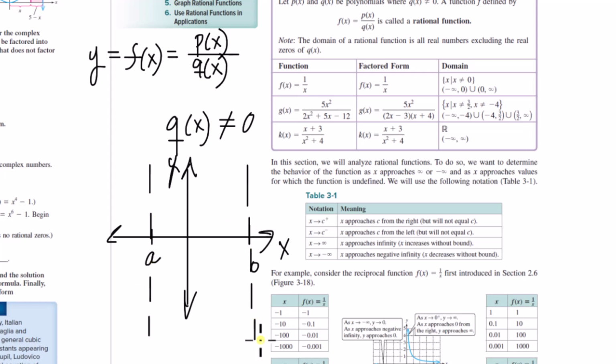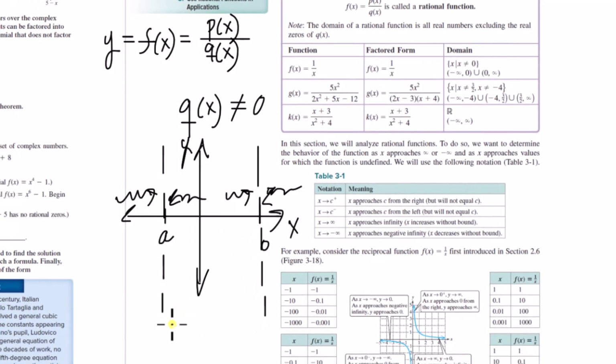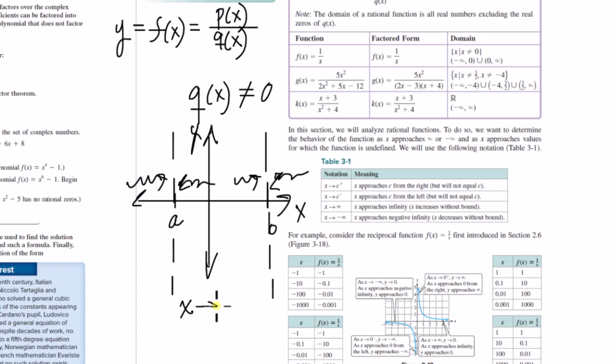For each of these, you could be approaching from the left, or you could be approaching from the right, and same here. So we're going to want to analyze both. We want to analyze both directions for each of these values. And the notation we use for this is that we're analyzing as x approaches the value a, and if we're coming from the left, that means we're coming from the negative direction, so we're going to put that. And if we're coming from the right, that means we're coming from the positive direction. We're going to put that.